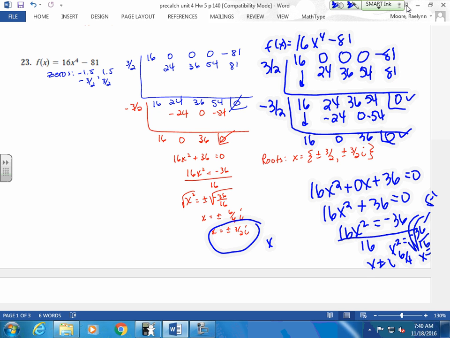So you have 4 roots. You should have 4 roots altogether, and you have 2 imaginaries and 2 reals. Yeah, it doesn't matter which root you divide by. You will come out the same in the end. You pick which one you like to do. It doesn't matter.